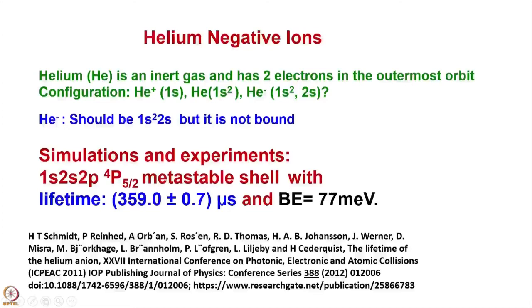In fact, they found that He negative is formed in the 1s 2s 2p metastable state. It's a metastable state which has a lifetime of about 360 microseconds with a binding energy of 77 milli electron volts. So if you want the alpha beam, you form helium negative ions which will have a lifetime of about 359 microseconds, and you inject and accelerate it, because if your beam takes much longer than this, then this electron will detach. Therefore before this time it should reach the high voltage terminal and it should get stripped after acceleration. But this is a huge time. In the 360 microseconds, this beam can pass through the entire accelerator.